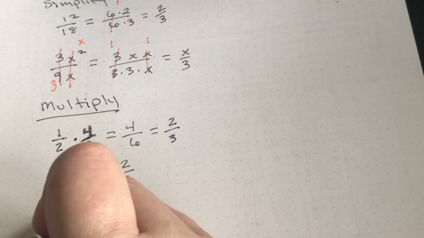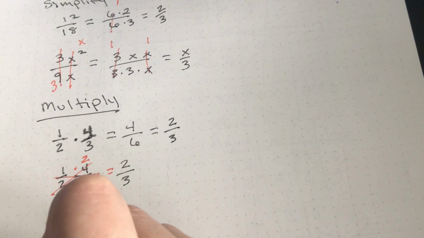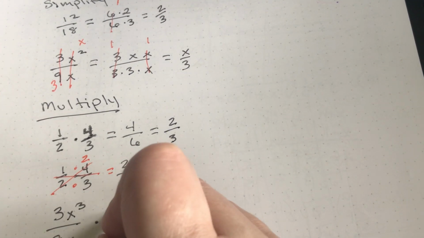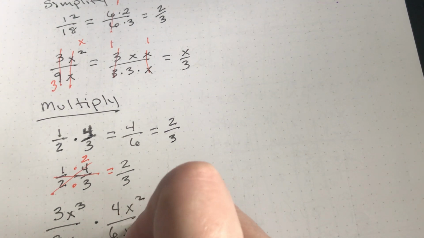So now let's go to that other one. 3x cubed divided by 8x times 4x squared divided by 6x squared.